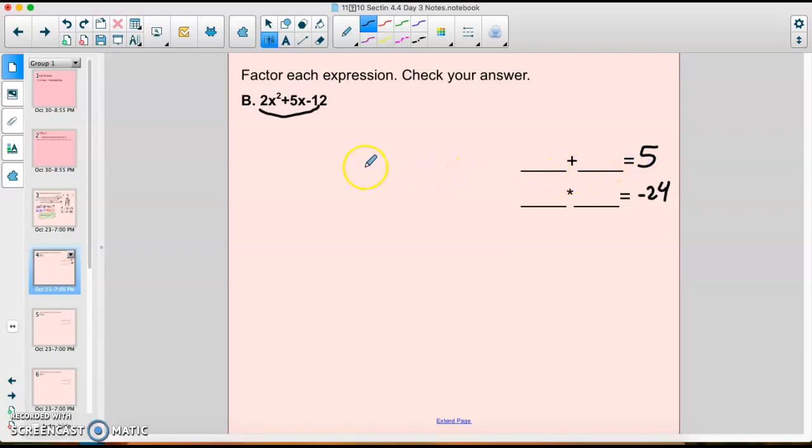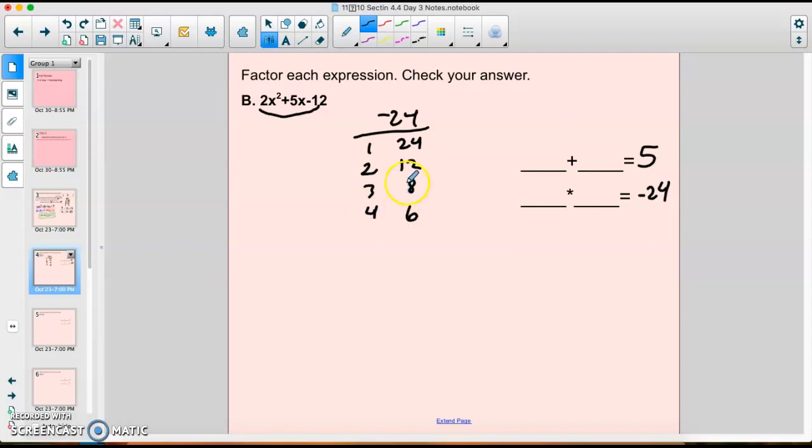Okay, so some factors of negative 24. We have 1 and 24, right? And one of them is going to be negative. We don't know which one yet, and I'm not going to write out all the possibilities. So we got 2 and 12, 3 and 8, 4 and 6, and that's it.